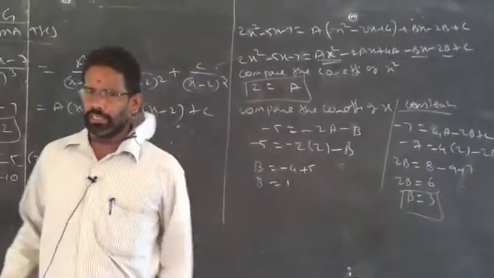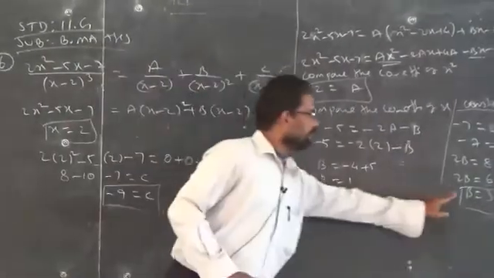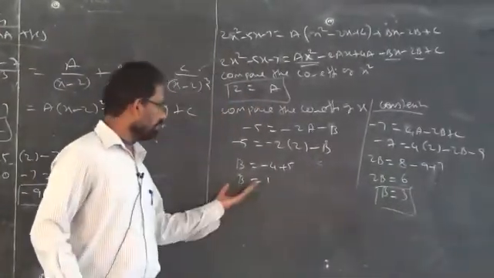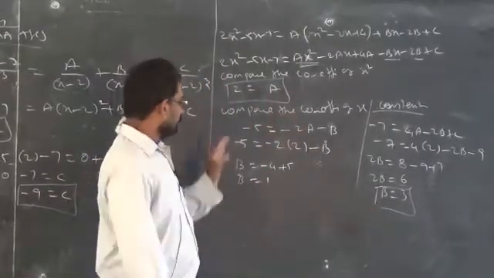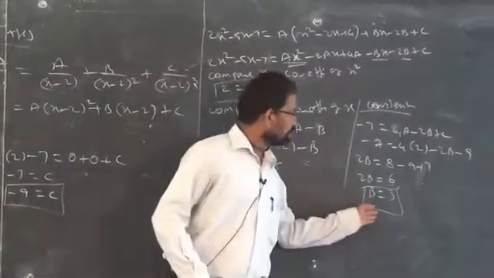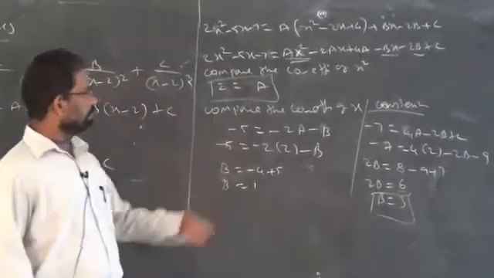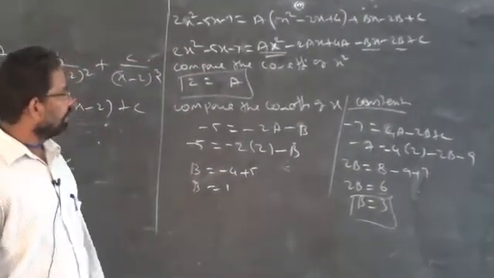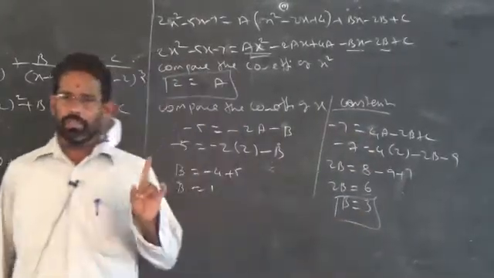I know which one is correct, but you have to find out, of these two, only one is correct, because I got different answers. I told you already, if you follow any one method, you are supposed to get the same answer. But in this case, I got a different answer when I compare the constants on both sides. When I compare the coefficient of x, I got b is equal to 1, whereas comparing the constant on both sides is b equal to 3. But one is correct.